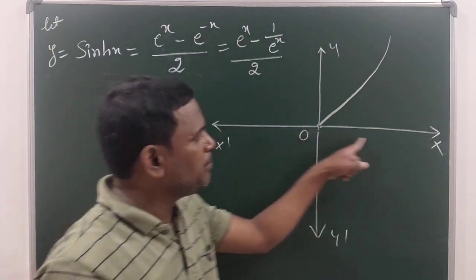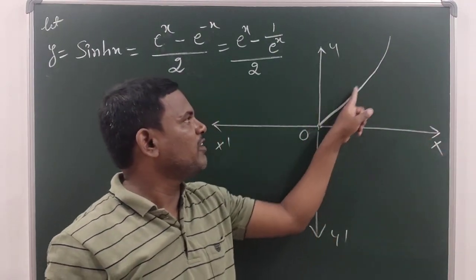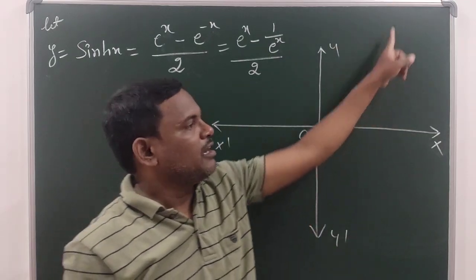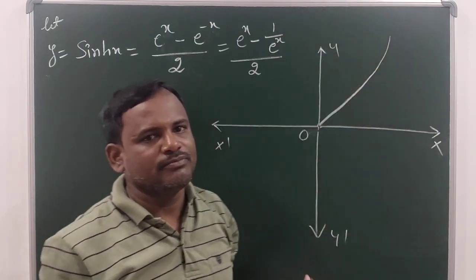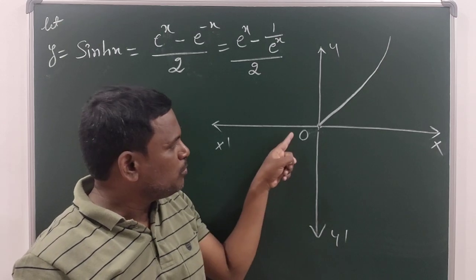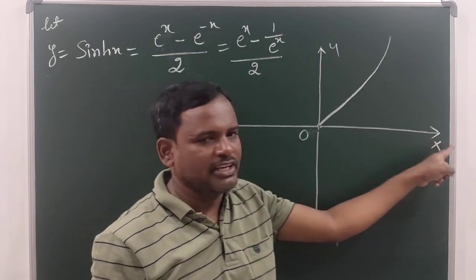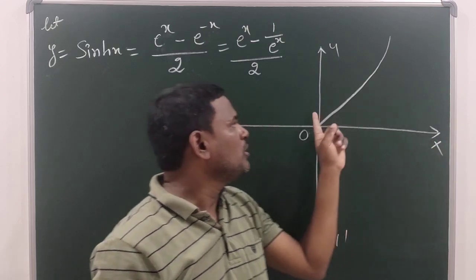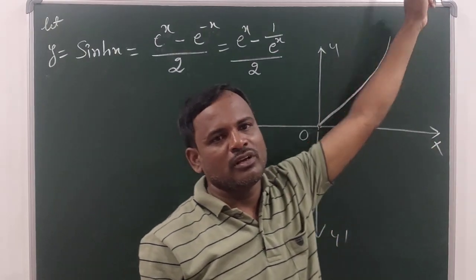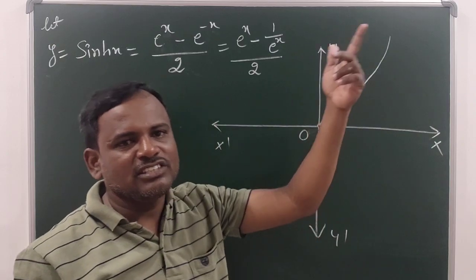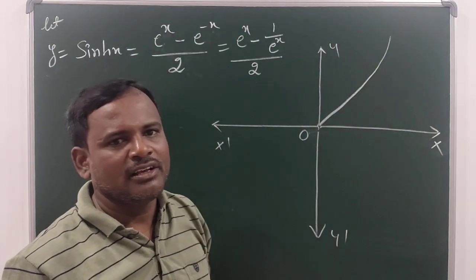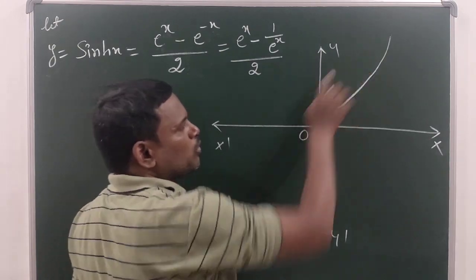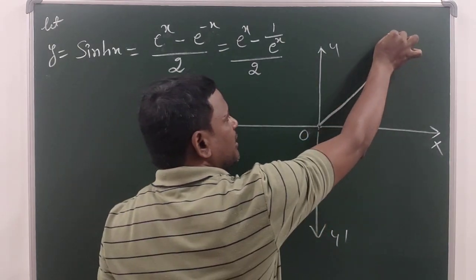If you keep on giving positive values, this graph will go and attain a very big value. So moving from the origin to the right side, if you keep on moving right, your range will go to a very big value, means it attains infinitely big values. The graph is continuous.